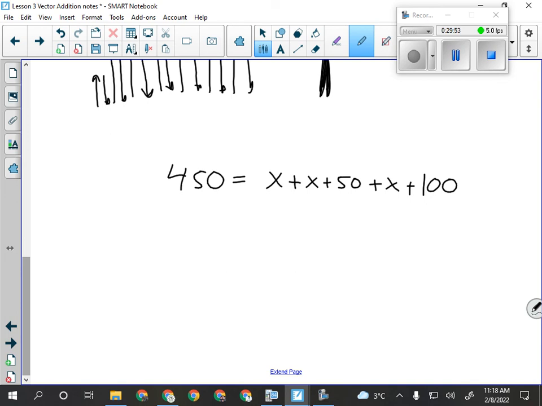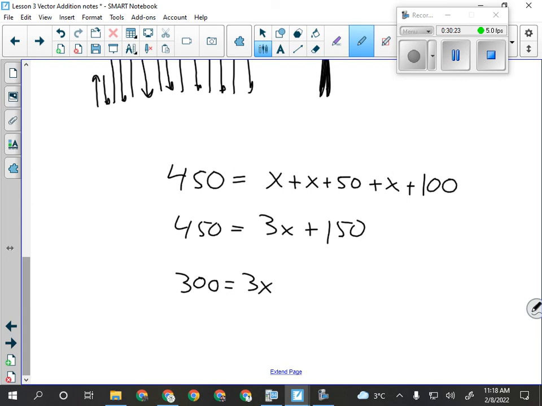I know that 450 equals 3x plus 150. So I'm going to subtract the 150 over to this side. 300 equals 3x. How big is x? 100. So first trip was 100. And then the next one was 150. And the next one was 200. And then it's up to 450, and that's why it works out.